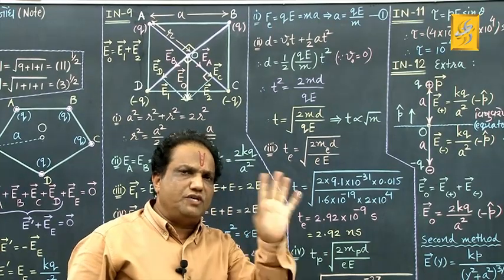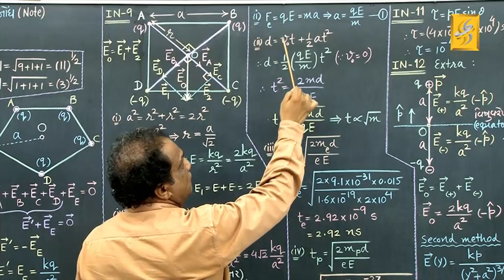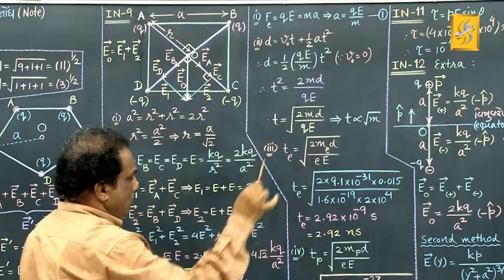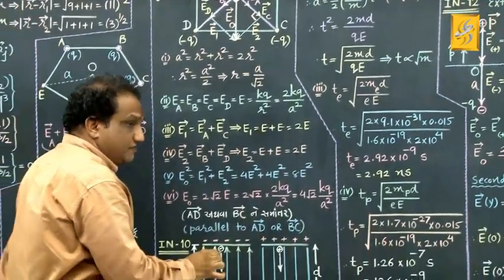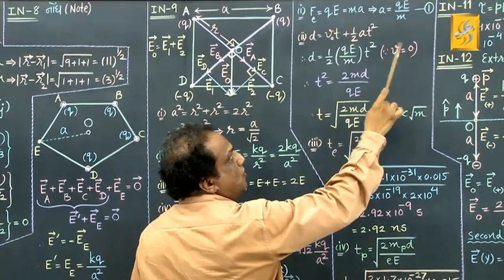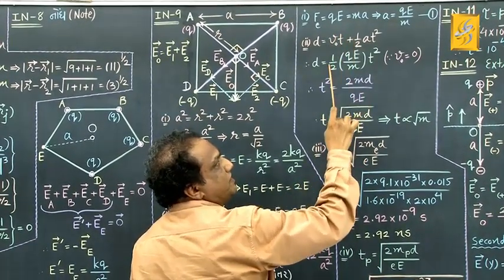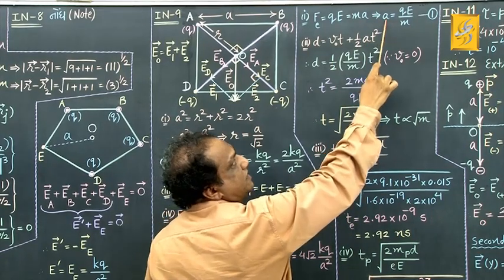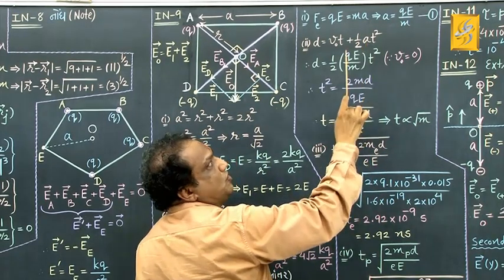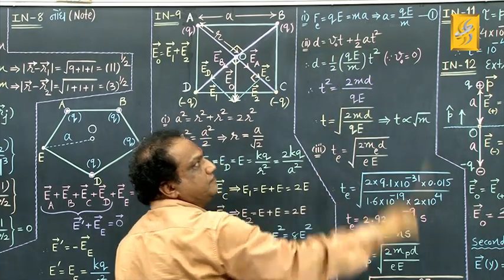D equals V0t plus 1 by 2 AT square. But both these particles are released from a state of rest. That's why their initial velocities are 0. Put V0 equal to 0 here, so this part will be 0, and 1 by 2 as it is. What about A? A is QE upon M. Value of A is QE upon M into T square.